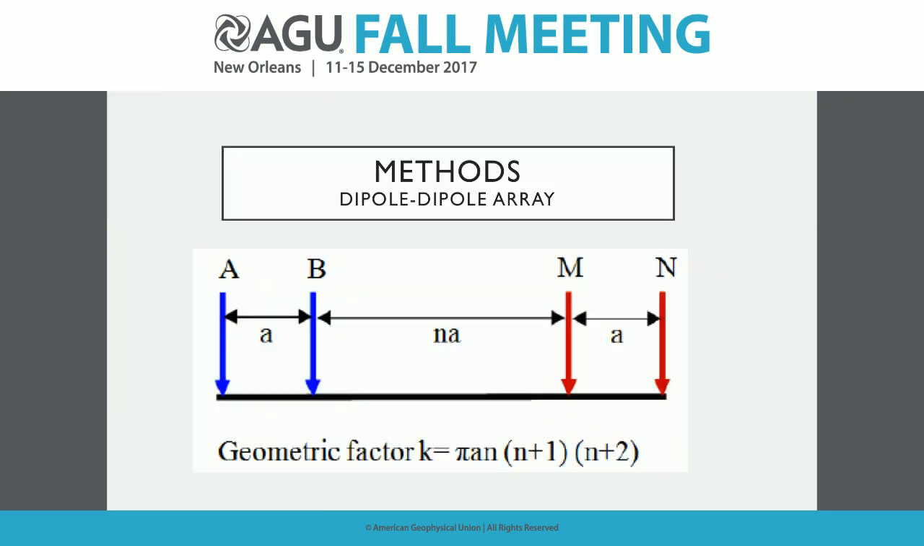The main method we used was the dipole-dipole array. We had a distance of 5 meters in between. The blue ones are the current, the red ones are the electrodes.